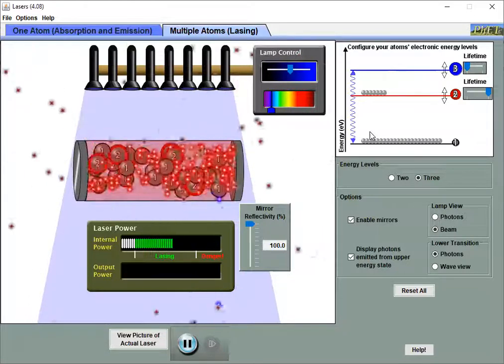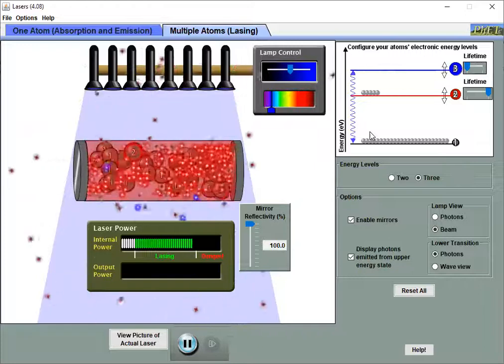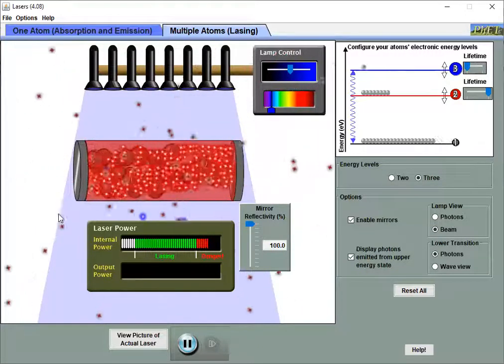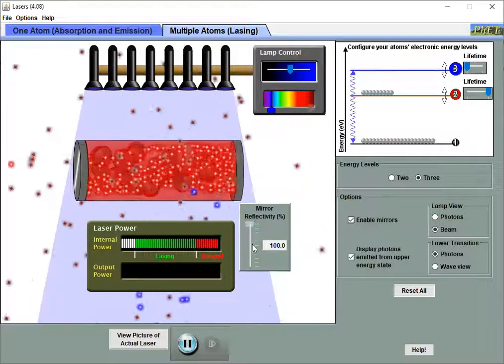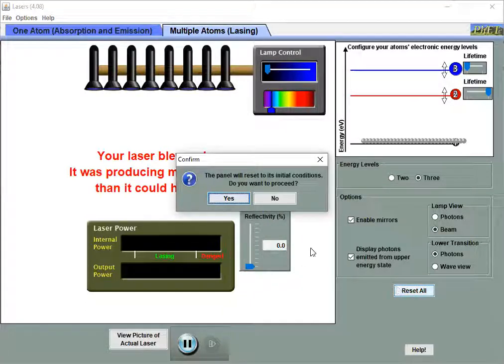And because the mirrors go back and forth, the stimulated emission is going to favor horizontally moving light. And then my power is almost too high. I better bleed some off. Oops, too late. So that idea about bleeding some off is where pulsed lasers come from. All right, so let's see if we can set that up again. We'll reset all.